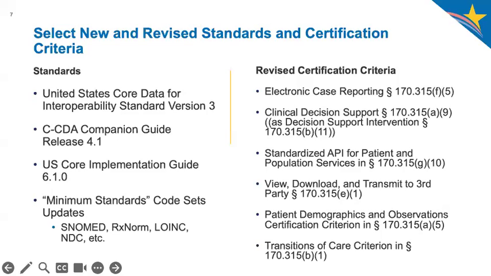And then also we had included in the proposed rule a criterion related to patient requested restrictions. And then in the final rule, we didn't finalize that criterion specifically, but we made adjustments to the view, download, and transmit criterion, where we noted an internet-based method for patients to request a restriction on the use or disclosure of their data in that criterion. Next slide.